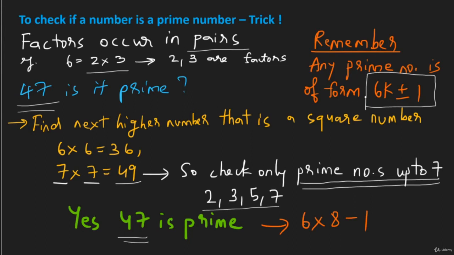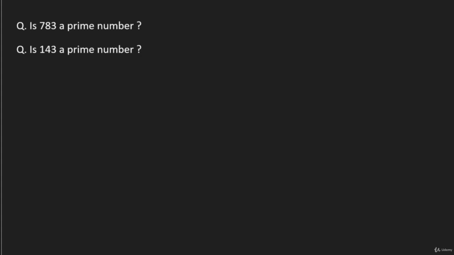But given that a number being of this form is not a sufficient condition, that's why we need to employ this method which we discussed over here. Now let's quickly try to solve two problems to establish what we have learned in this section. We are given two numbers and we are asked to check whether they are prime numbers or not.